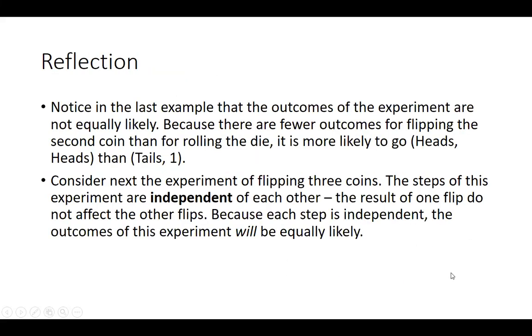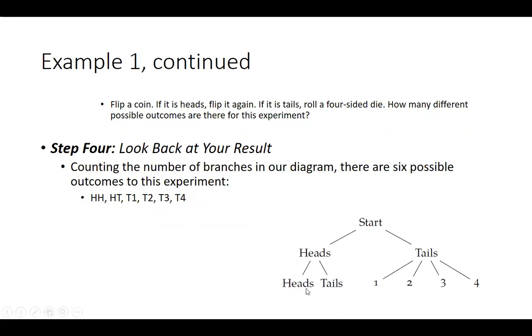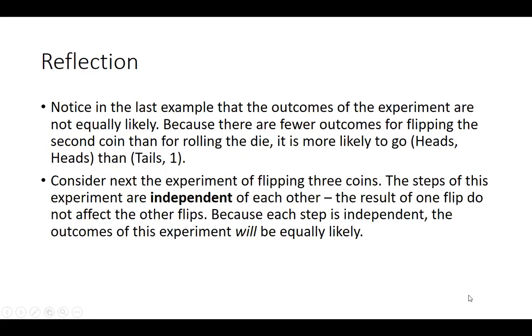Notice in the last example that the outcomes of the experiment are not equally likely. Let's go back and look. Because there's fewer outcomes for flipping the coin than there is for rolling the die, it is more likely to go heads, heads than tails 1. Consider next the experiment of flipping 3 coins. The steps of this experiment are independent of each other. The result of one flip does not affect the other flips. Because each step is independent, the outcomes of this experiment will be equally likely.